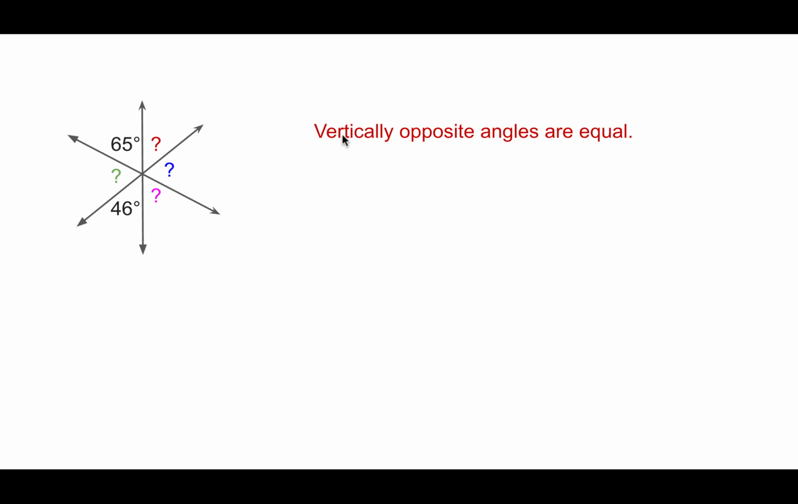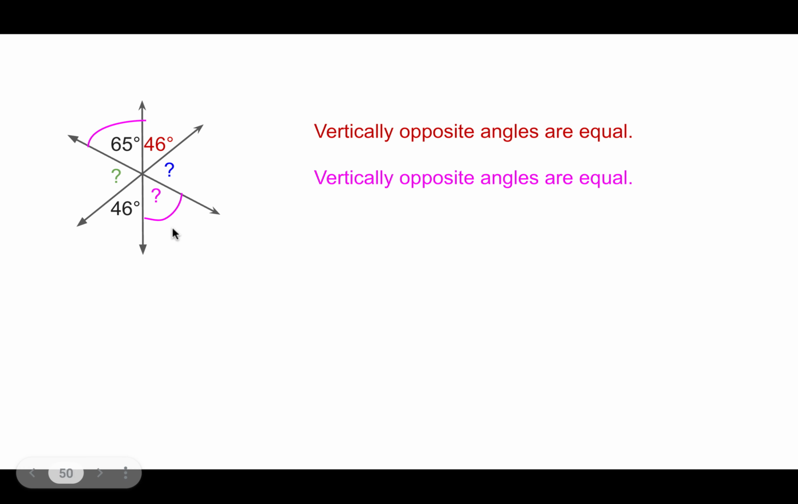So for this red question mark, I said vertically opposite angles are equal. So vertically opposite from my red question mark is my 46 degrees. So the red question mark is 46 degrees. For the pink one, vertically opposite angles are equal. So vertically opposite from the pink question mark is my 65 degrees. So the pink question mark is 65 degrees.